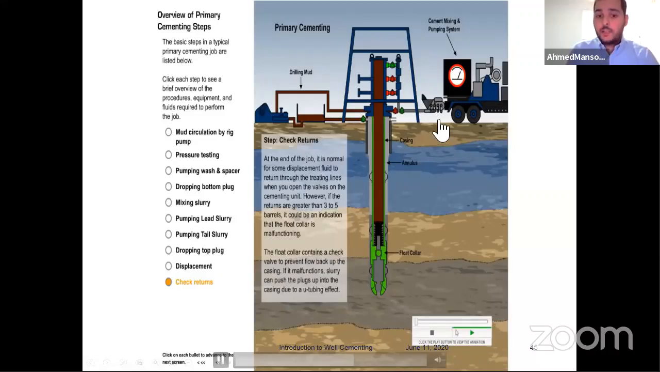If we receive a lot of liquid, more than 3 to 5 barrels, that means we have a malfunction in the float collar. That means the valve in the float collar did not stop cement from going back into the casing. But if we receive only 3 to 5 barrels at the surface, that means we were able to achieve a successful cement job, and the float collar was able to hold the pressure and prevent cement from going back into the casing. This is, in general, the cement job process and location from A to Z.